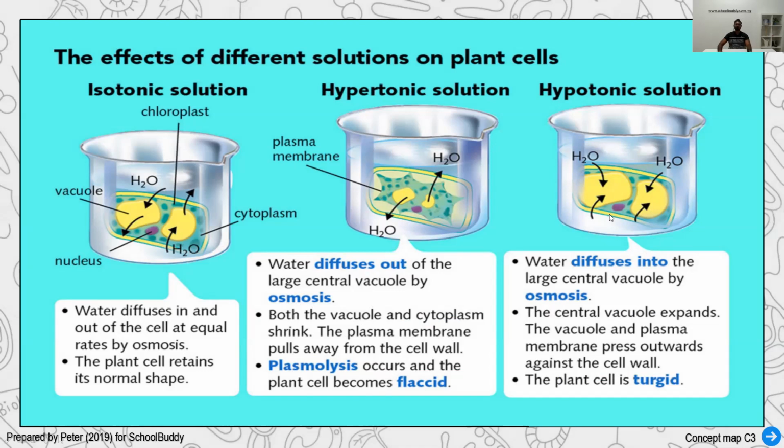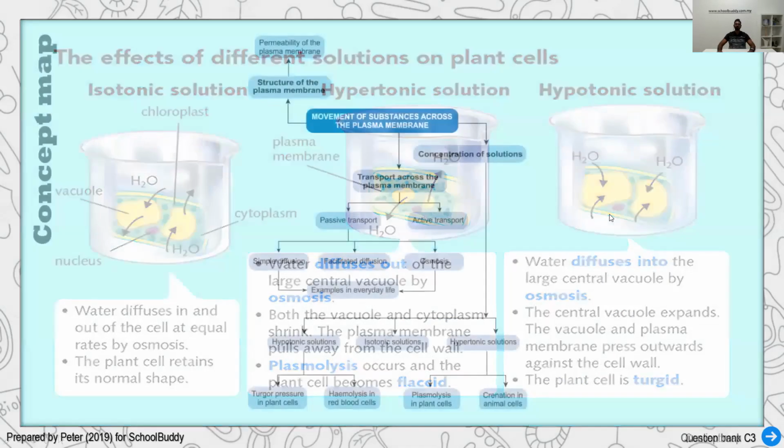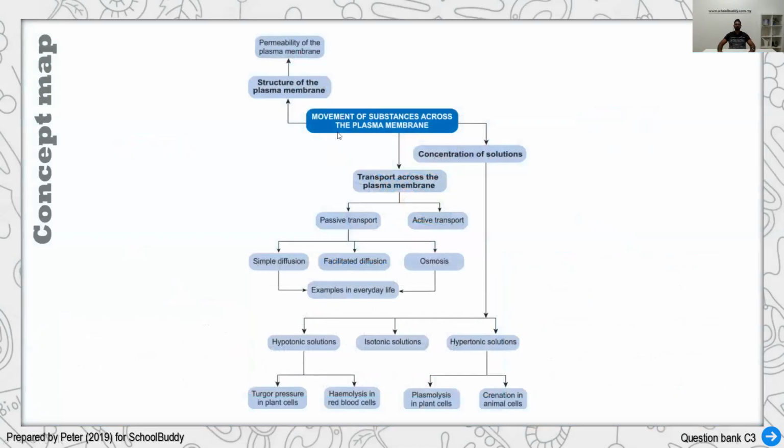So that's about this solution and different plant and animal cells. So let's look at the concept map here. We saw the structure of the plasma membrane, which is called the phospholipid bilayer, and we have certain proteins, carrier proteins, which are responsible for the movement of substances. We also saw the transports, which is passive.